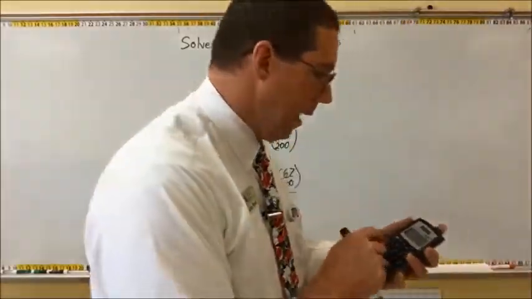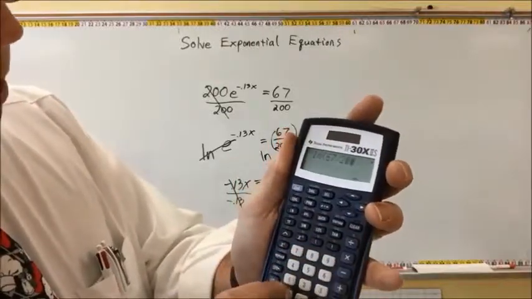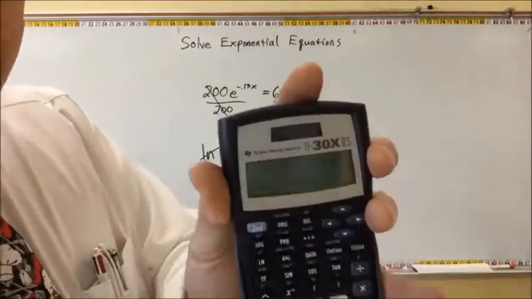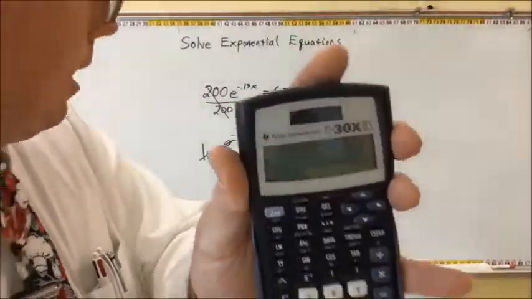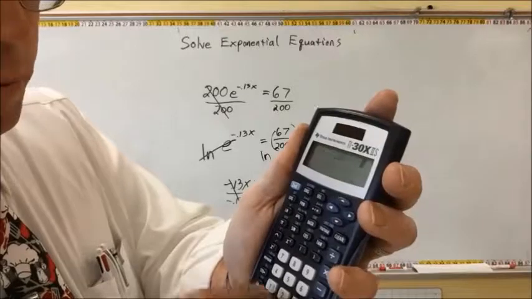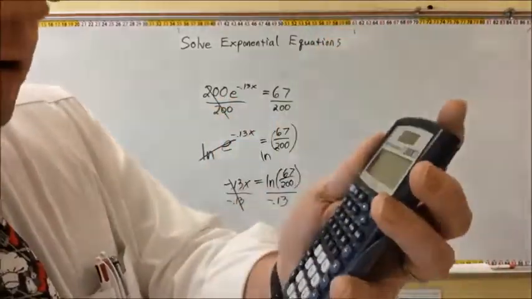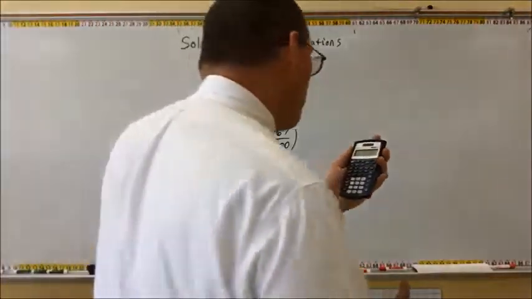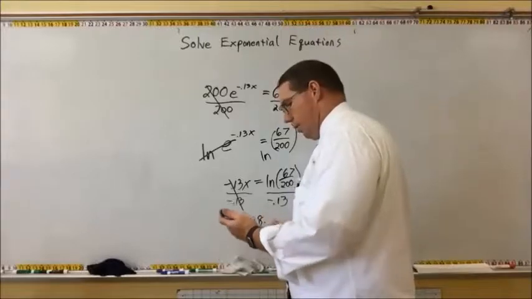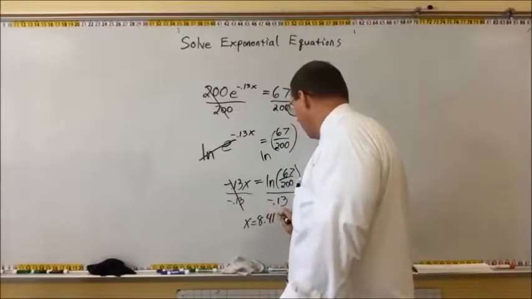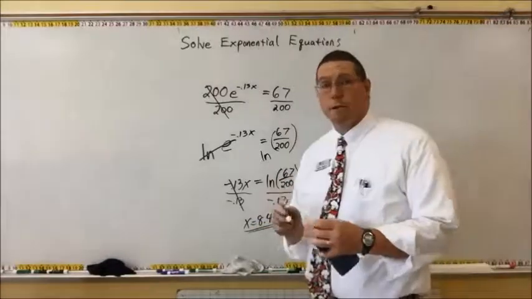We'll do ln, natural log, okay, of 67 divided by 200, close parenthesis. We could actually do it all in one calculation. Now that we have that, we can just hit divided by negative 0.13. There we go. Press enter, and this should give us our answer. Our answer is 8.4125. So x is equal to 8.4125. And we have solved for x in this exponential equation.